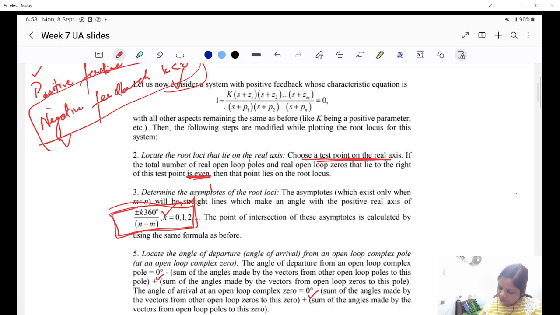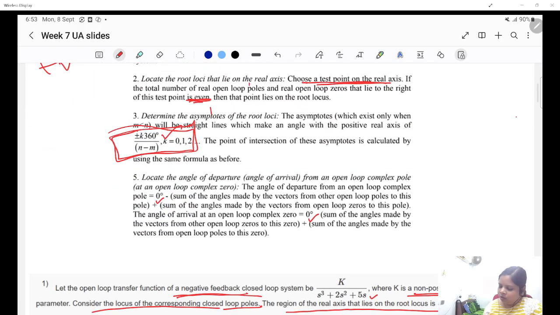What is the angle of departure from an open loop pole? The angle of departure from an open loop complex pole is given by 0 degree minus the sum of angles made by the vectors from other open loop poles to this pole. That is, if this pole is in question, then we have to find 0 minus the sum of the angles that would be made by other open loop poles to this pole. So what is this angle which is being made? Then if there is a pole over here, what is the angle which is being made to this pole?